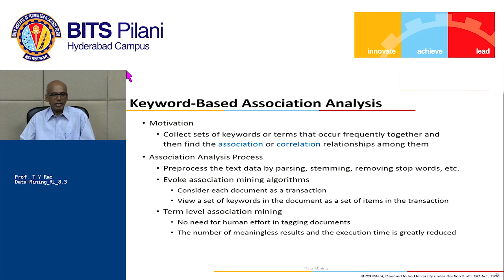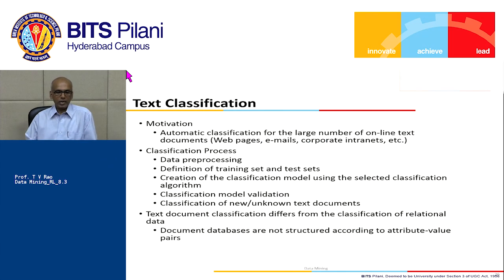When we are doing keyword-based association analysis, we are looking at the set of keywords that frequently occur together. What we have to do is first do the pre-processing to remove stemming and stop words, etc. Then we consider each document as a transaction, and we apply association mining algorithms to find the association between the documents.